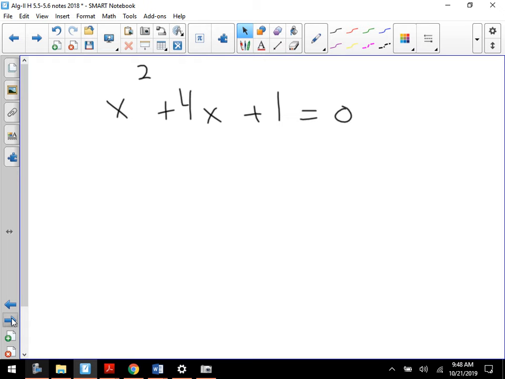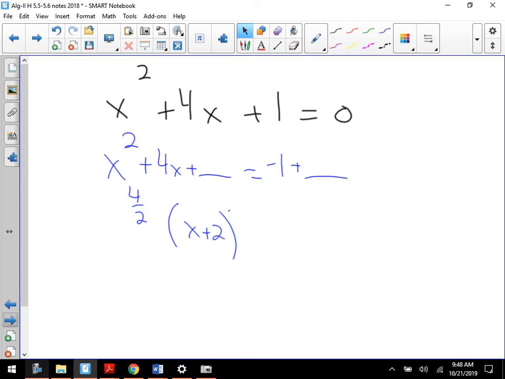Move the 1 over. All right, so you get x squared plus 4x plus blank is -1 plus blank. So far, so good? Are you doing plus blanks? Yes. Please remember to do plus blanks. Trust me, okay? What's half of 4? 2. Drops into here. When I square it, what do you get? 4. 4. Here, in here. What's -1 plus 4? 3.